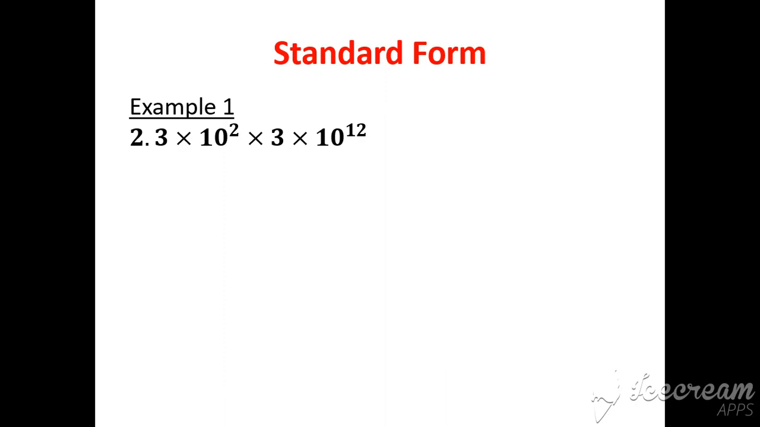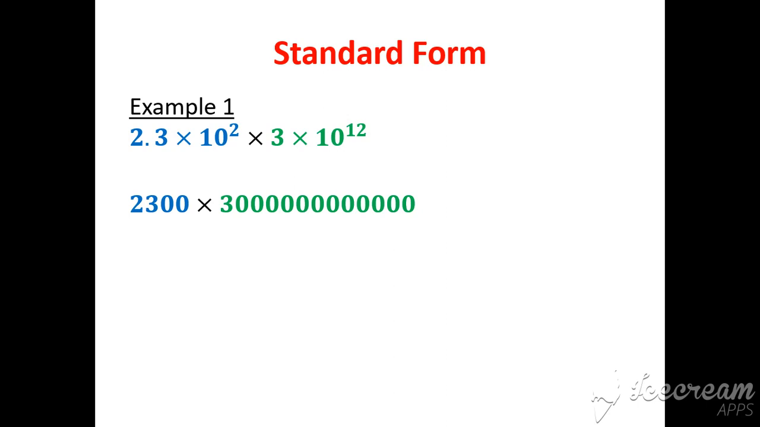So here's our first example. Example 1, we're going to take 2.3 times 10 to the power of 2 and multiply it by 3 times 10 to the power of 12. Now, you've got an option of changing them back into ordinary numbers using the techniques we showed you in the last couple of videos, and then you could just do your multiplication from there. But I'm going to show you how to use your calculator, which is going to make this a relatively straightforward process.